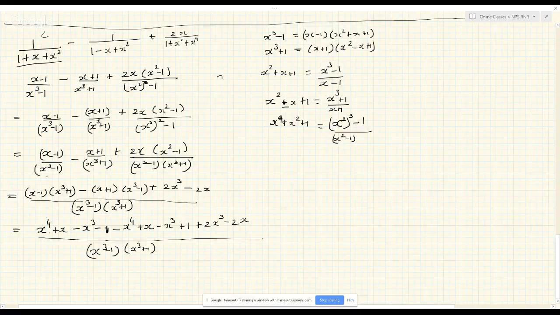So x into x cube, x to the power 4, x into 1, x, minus x cube minus 1, and then minus x to the power 4, and then minus x into minus 1 is plus x, and minus 1 into x cube is minus x cube, and minus 1 into minus 1 is plus 1. Perfect. 2x cube and minus 2x. So if you see, this item goes, and minus x cube and 2x cube go, and then plus x and minus 2x go, 1 goes, minus 1 goes, it becomes 0.